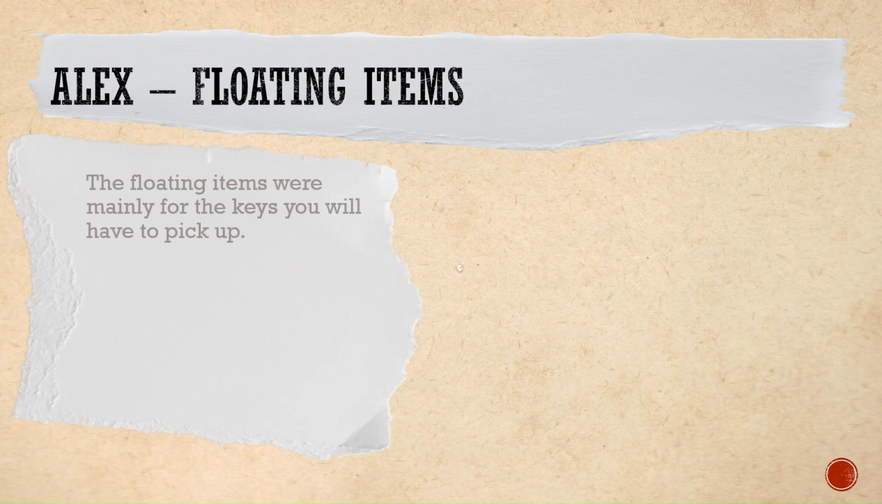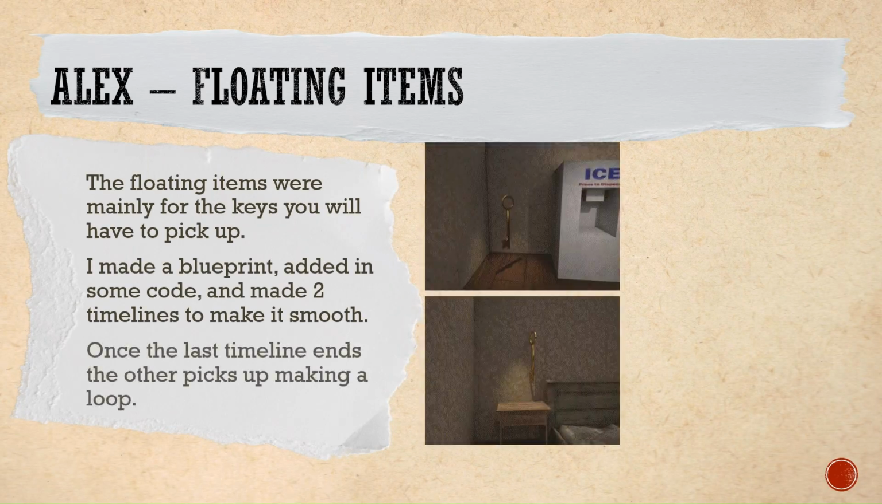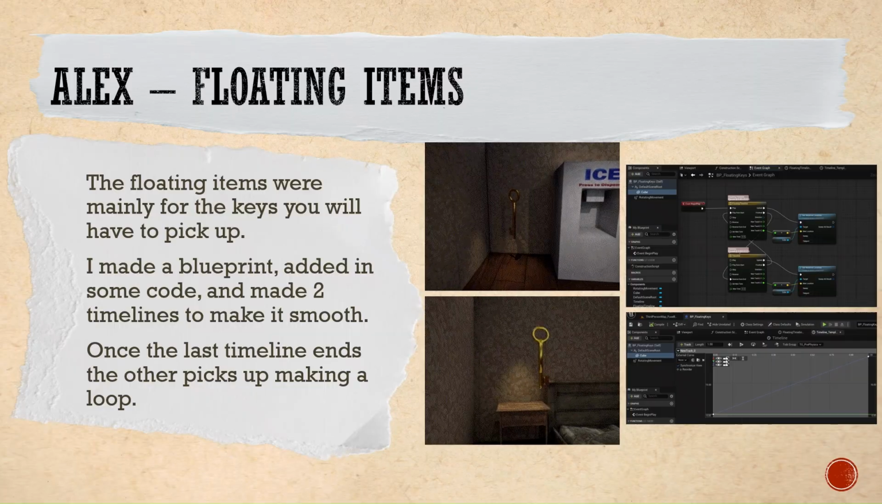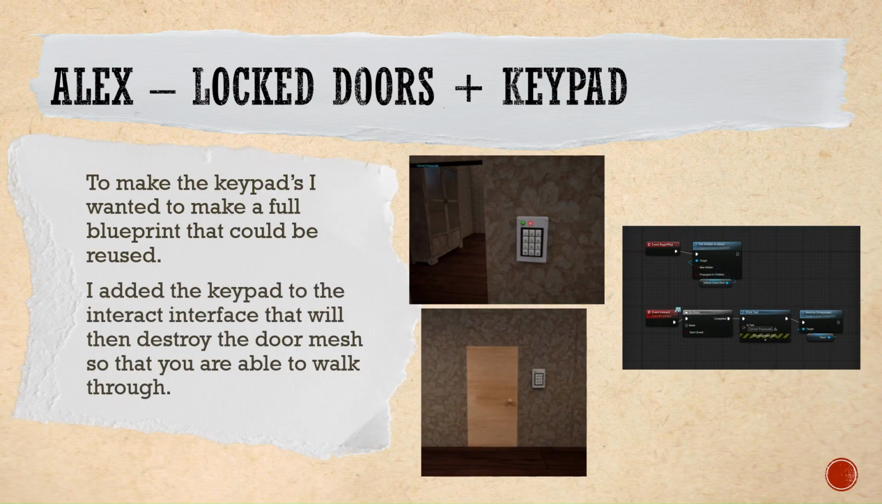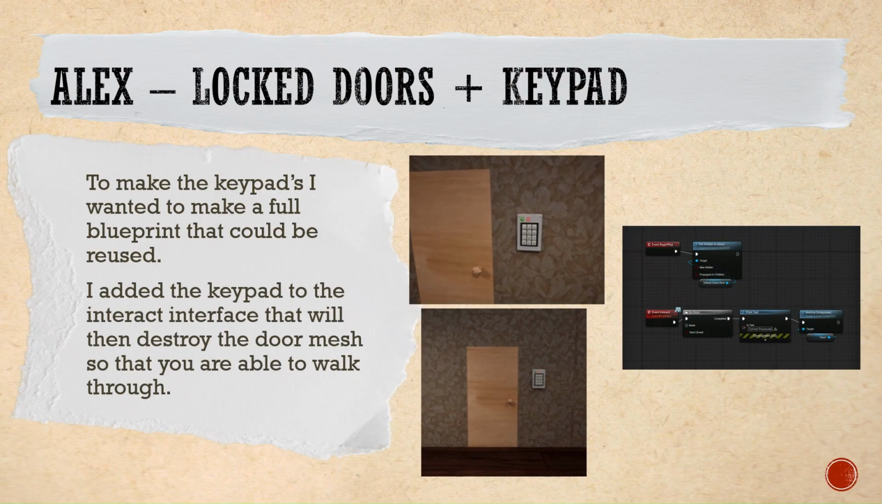And then I coded in some floating items just because I wanted the keys to be floating so that they looked cool. Then I added the locked doors and the keypad, which was just, again, with the interact interface. I made it so that it destroys the door mesh and then you can walk right through.